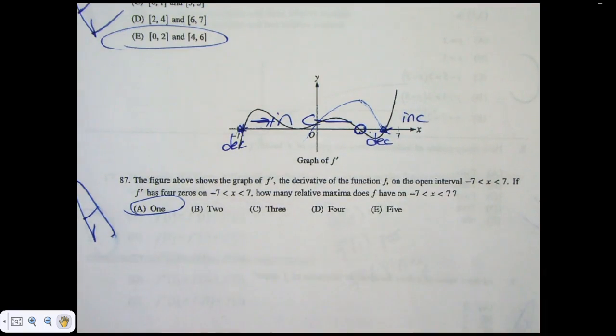How many points of inflection does that graph have? Not that, sorry. How many points of inflection does f of x have? This is another level. This is tougher.